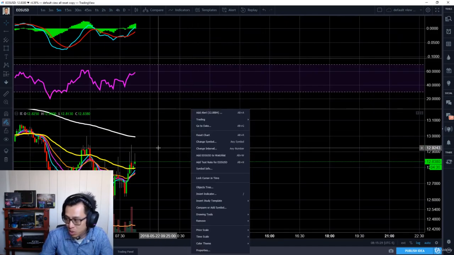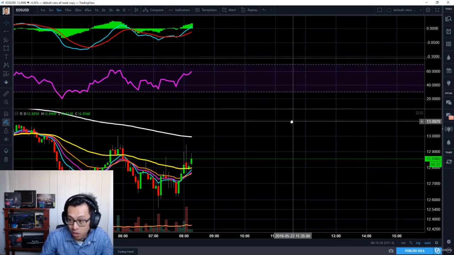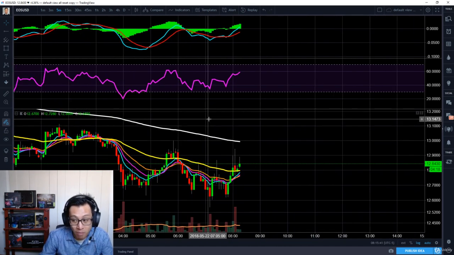So we see EOS just definitely trending upwards here right now. My position for EOS is still looking pretty good right now. Okay, I'm up about $100 already. Cannot complain about that. I'm going to take about a $700 profit today on EOS.